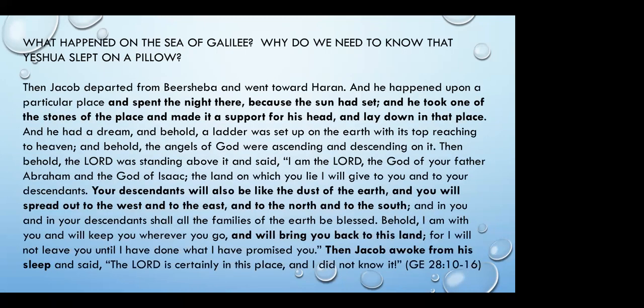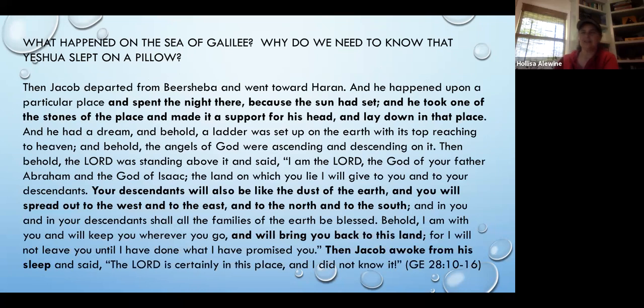Now, let's see where Yeshua might have had it. Remember, the roots of prophecy are in the Torah. So let's find the root of this prophecy in the Torah. It's in Genesis 28:10 through 16, and this is Jacob on the run from Esau. And that's the question: why did this incident happen on the Sea of Galilee, and why do we need to know that Yeshua slept on a pillow specifically? They could have just said he was asleep in the boat. Why do we need to know he was on a pillow or a bed?